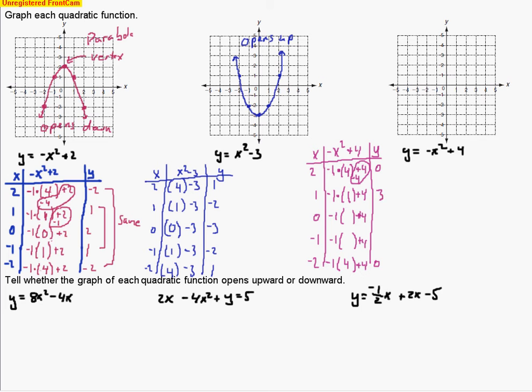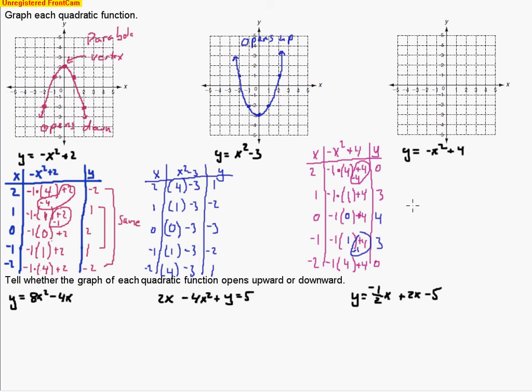And so same thing on this next one. When I plug in this -1, I square it, I get 1. -1 times 1 gives me -1. -1 plus 4 gives me 3 again. Well, 0 squared is 0. 0 times -1 is 0, plus 4 gives me 4.